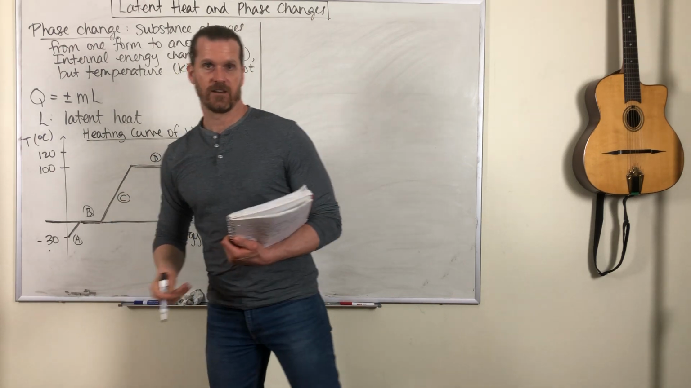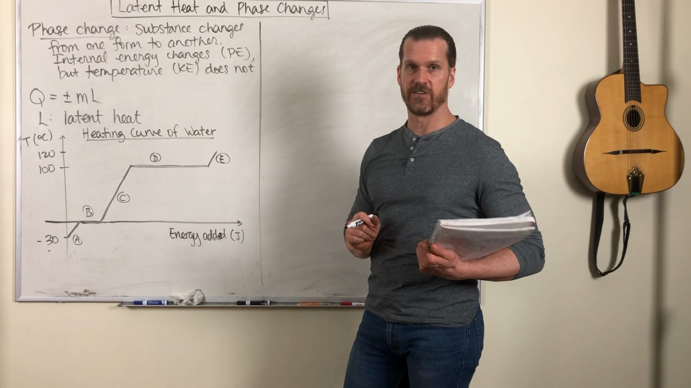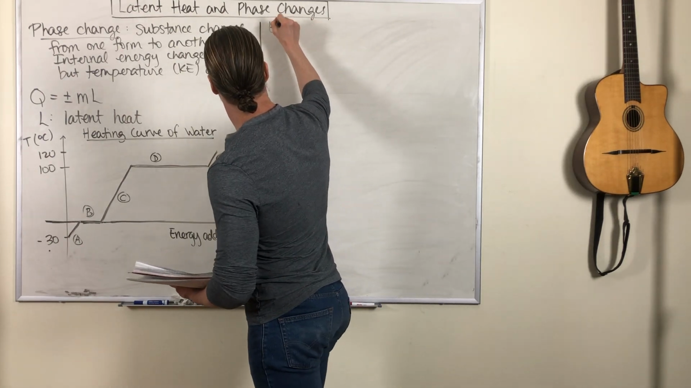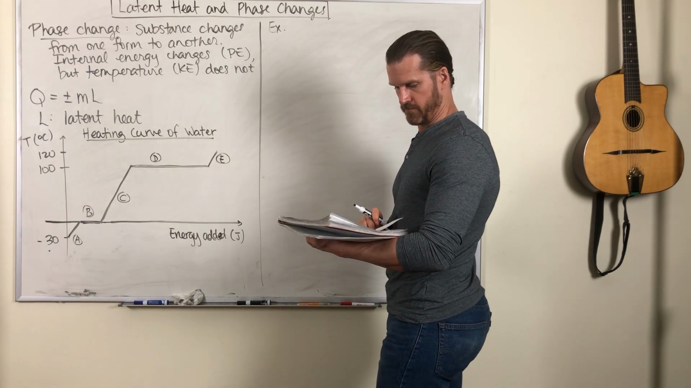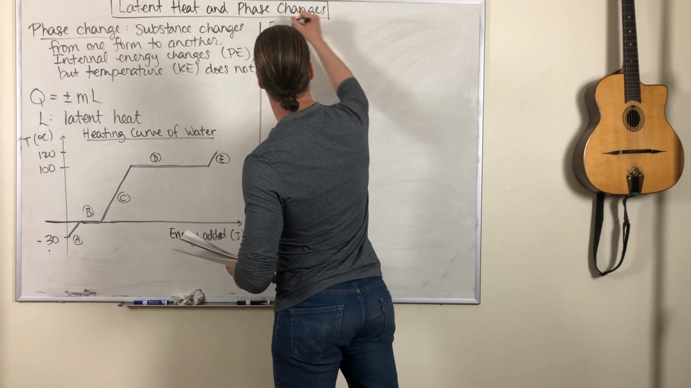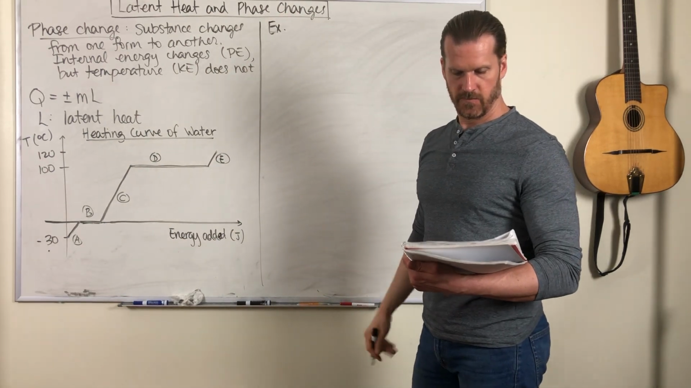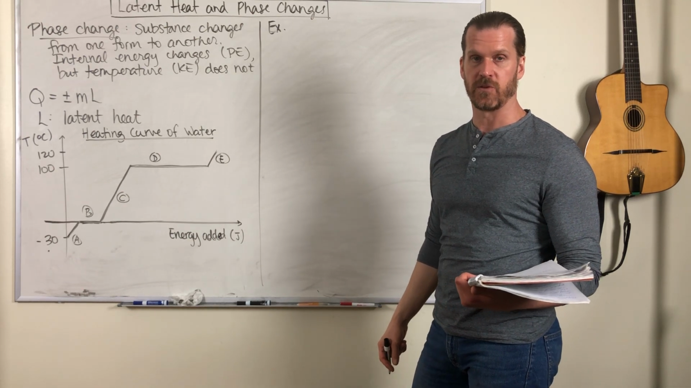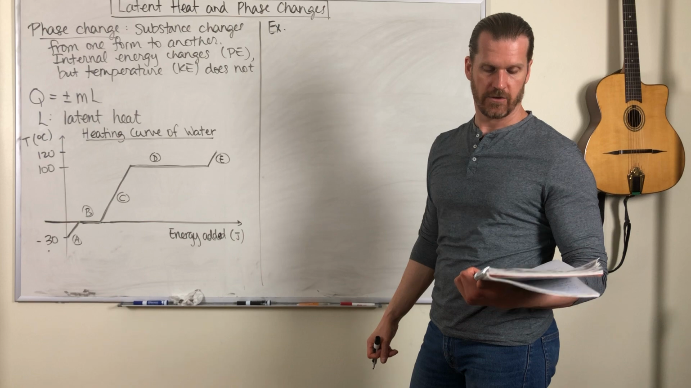And as an example, I want to analyze water as it undergoes some phase changes and undergoes some temperature changes. So in this example, let's consider 1 gram of water initially at minus 30 degrees C, so it's ice, it's solid. And we want to see how much heat energy needs to be transferred to turn that water into steam at 120 degrees C.